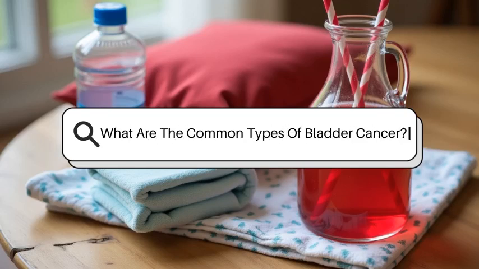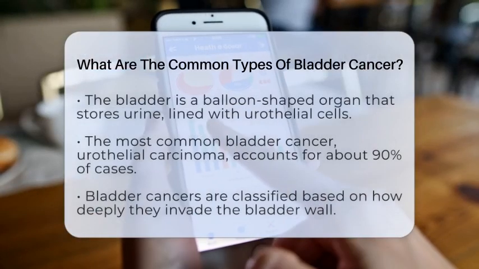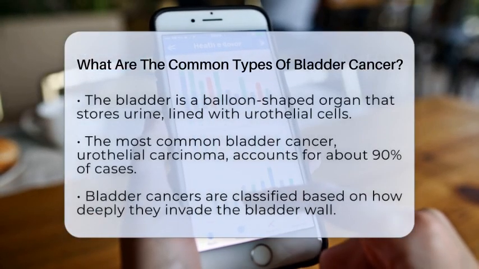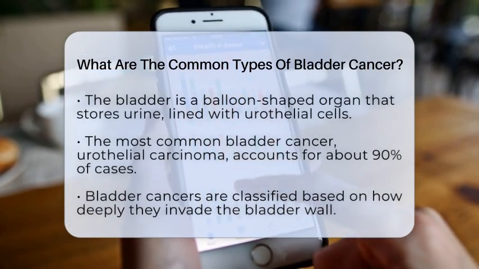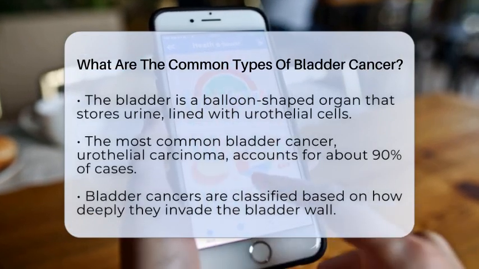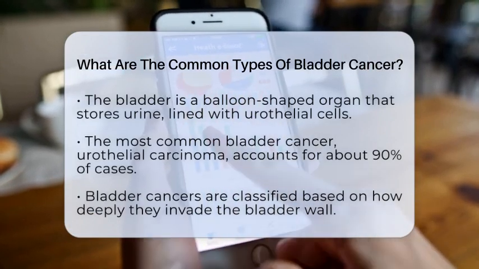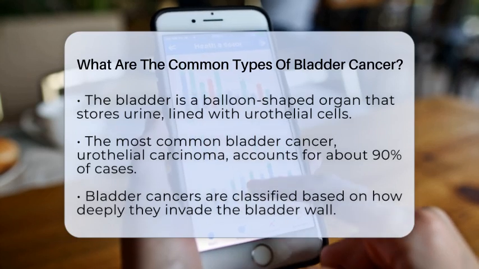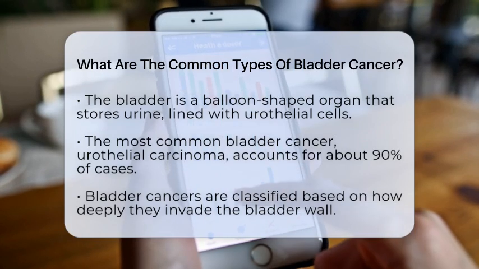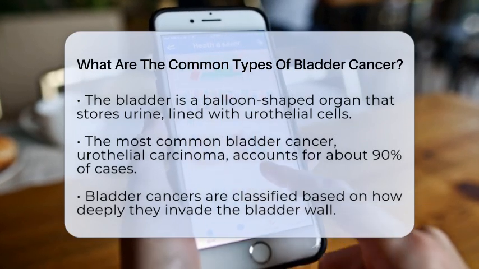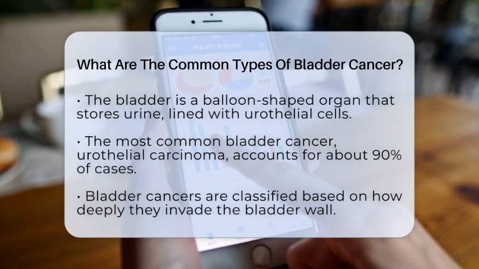What are the common types of bladder cancer? Imagine your bladder as a balloon-shaped organ that stores urine, and inside its lining are special cells called urothelial cells. The most common type of bladder cancer starts in these cells, known as urothelial carcinoma or transitional cell carcinoma. This type makes up about 90% of all bladder cancer cases.